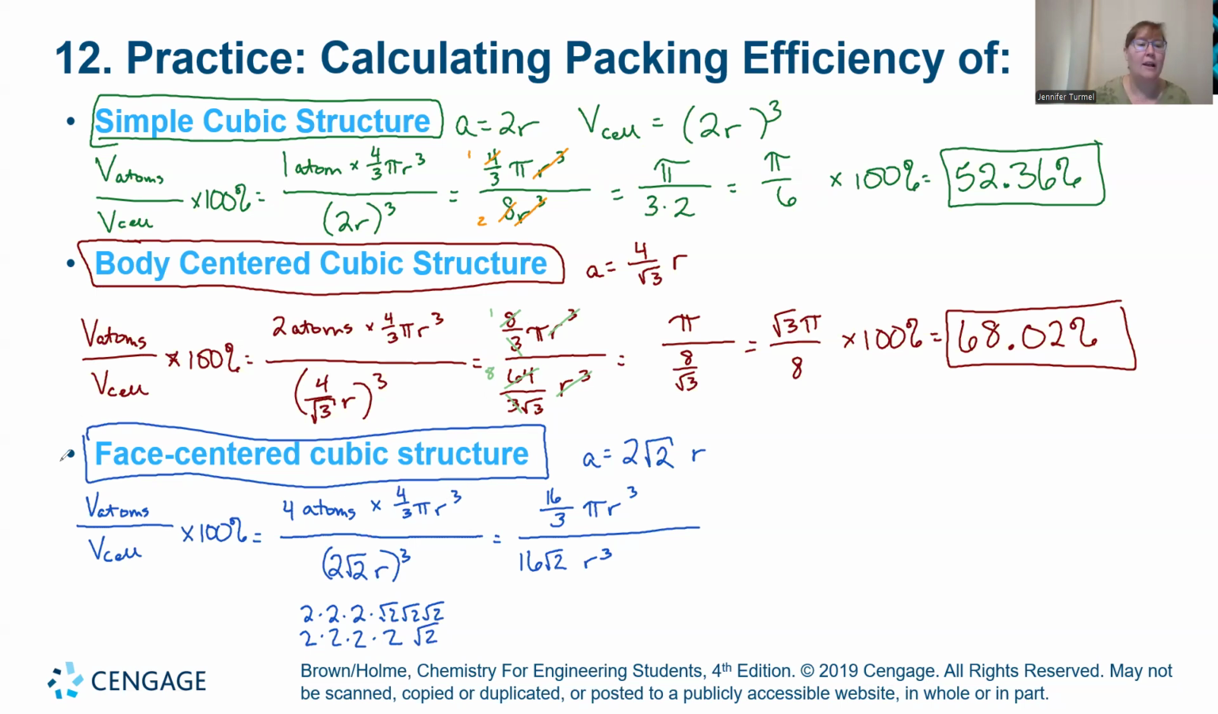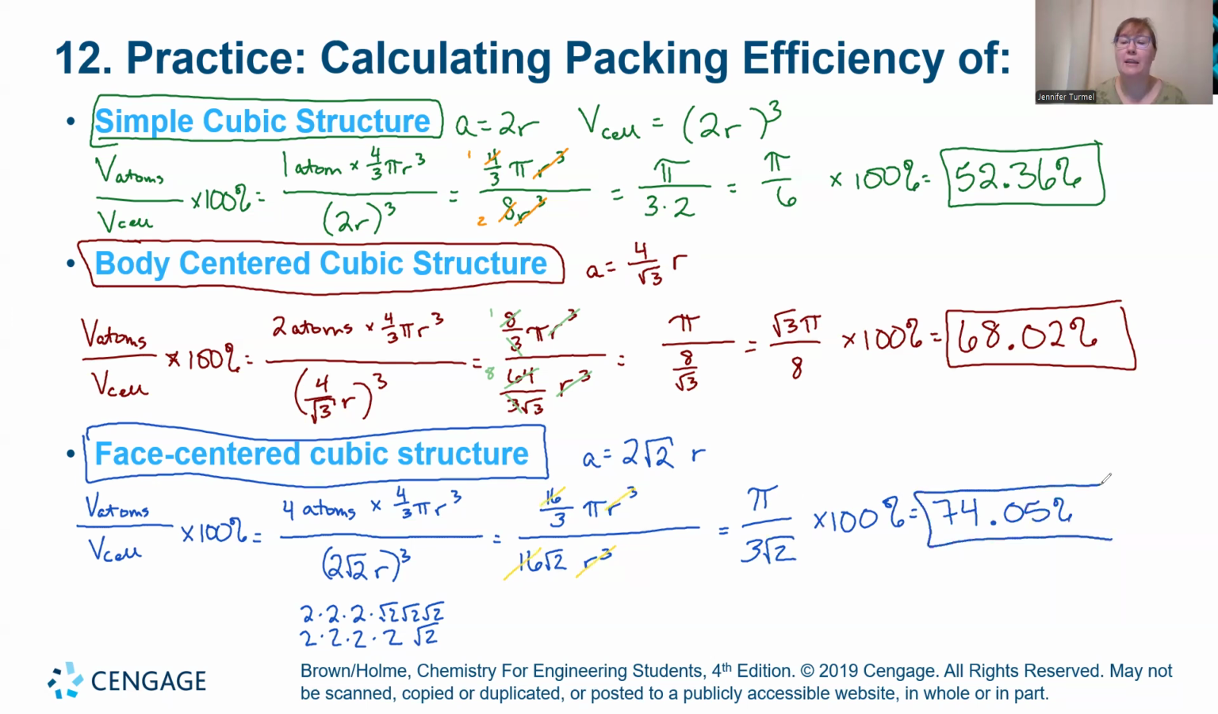Now in this one, we're going to cancel out a couple things. Again, we can cancel out our r cubed and we can cancel out our 16. As you've seen before, this 3 is in the denominator, so that'll come down, and this will become pi over 3 square root 2. We multiply that by 100%, which will give us 74.05% for the packing efficiency of a face-centered cubic structure.